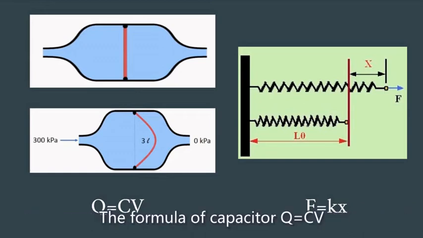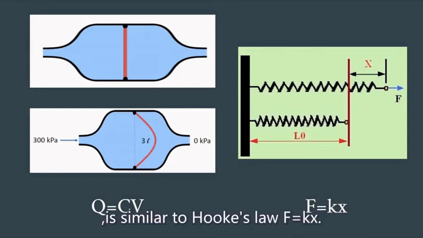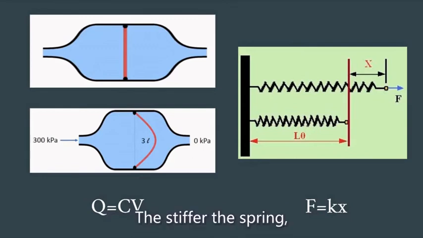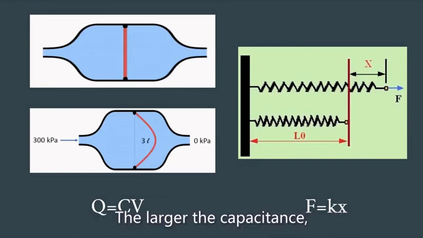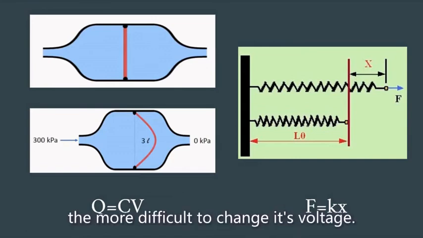The formula of a capacitor, Q equals CV, is similar to Hooke's law, F equals Kx. The stiffer the spring, the more difficult to change its length. The larger the capacitance, the more difficult to change its voltage.